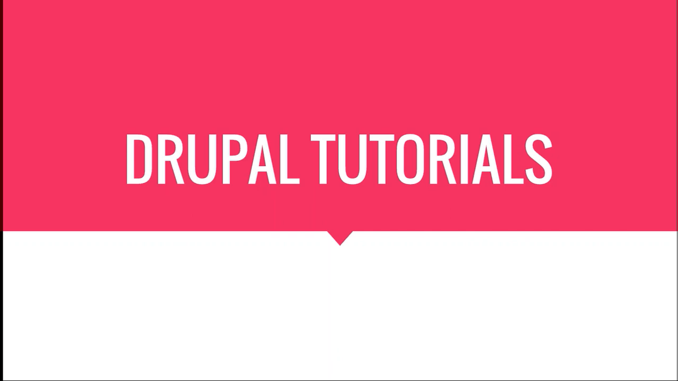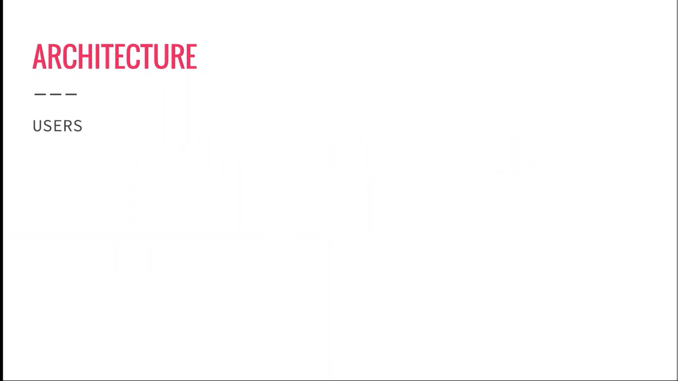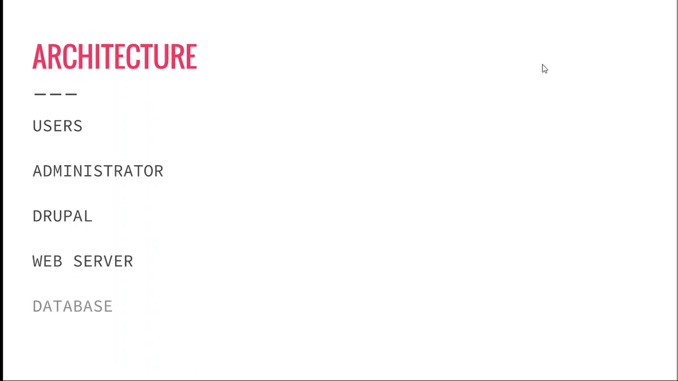The architecture of Drupal contains the following layers: users, administrator, Drupal, web server, database, and PHP. So let us discuss each and every layer.